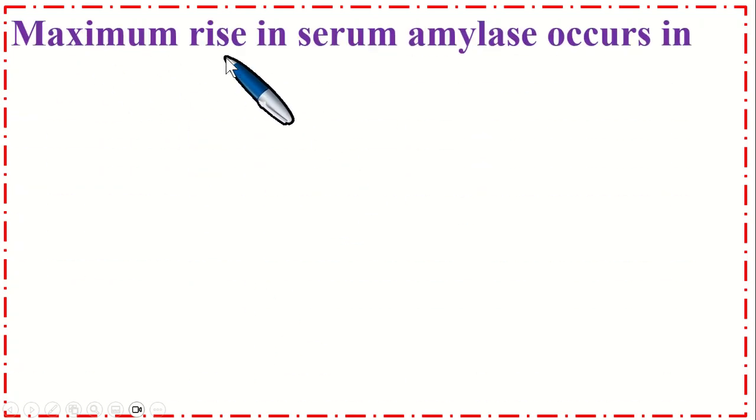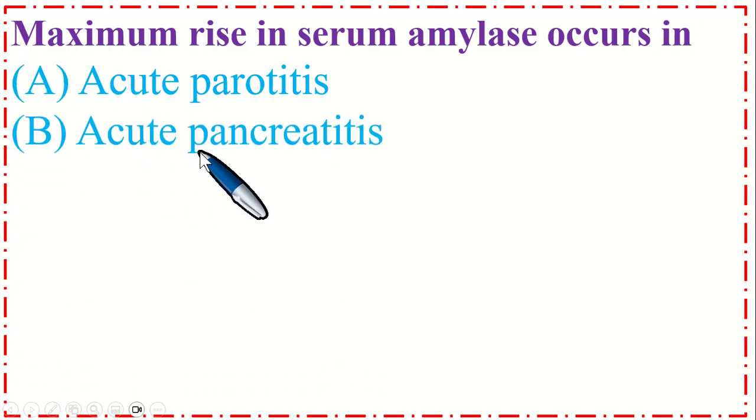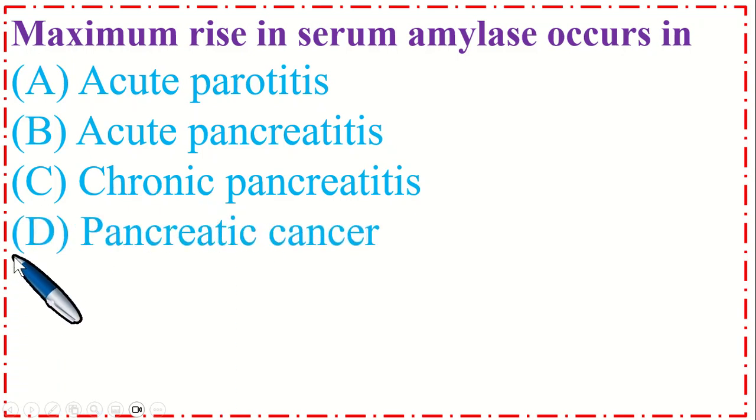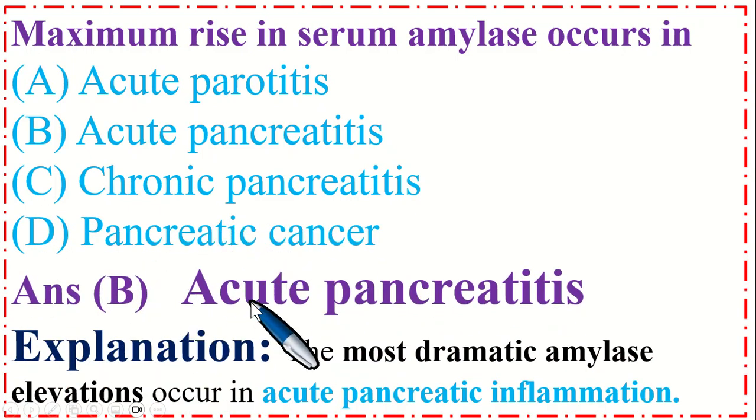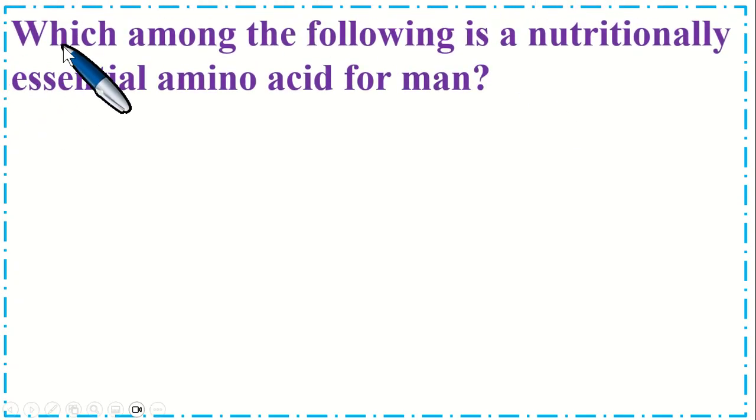Maximum rise in serum amylase occurs in option A acute pancreatitis, B acute pancreatitis, C chronic pancreatitis, and option D pancreatic cancer. So the correct option is B, acute pancreatitis. Explanation: the most dramatic amylase elevation occurs in acute pancreatic inflammation. So this is a very important MCQ.